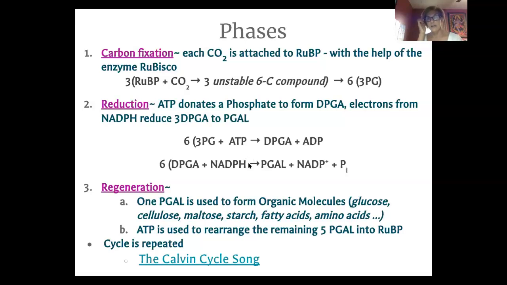That's the second phase. The third phase, this PGAL is going to go off to be used to make organic molecules. The rest of it, so I have 5 carbons left, is going to go back to make RuBP. So it rearranges those molecules in some unknown way. Somebody knows it, but we just skip right ahead to, it's going to take ATP in order to do that. And then we repeat it, and I will play that song another time.